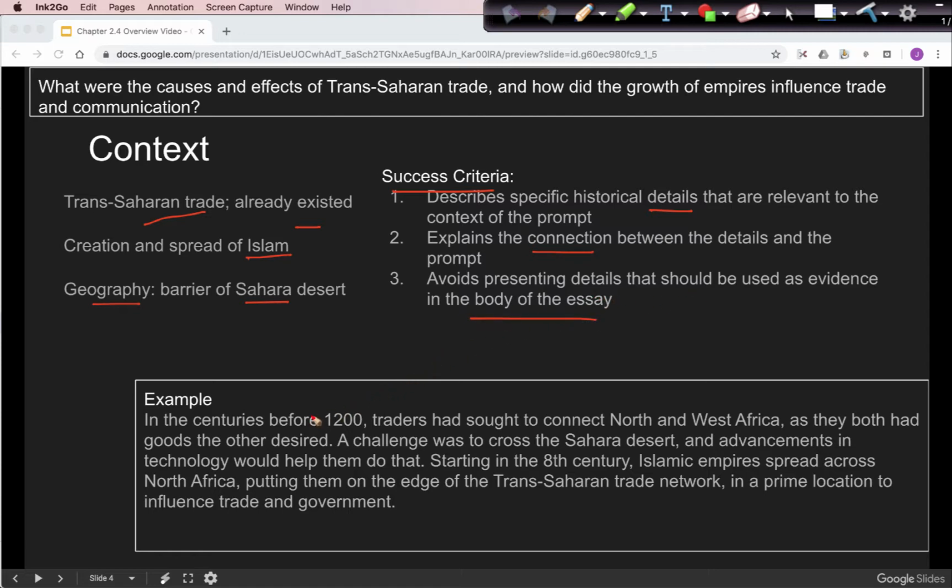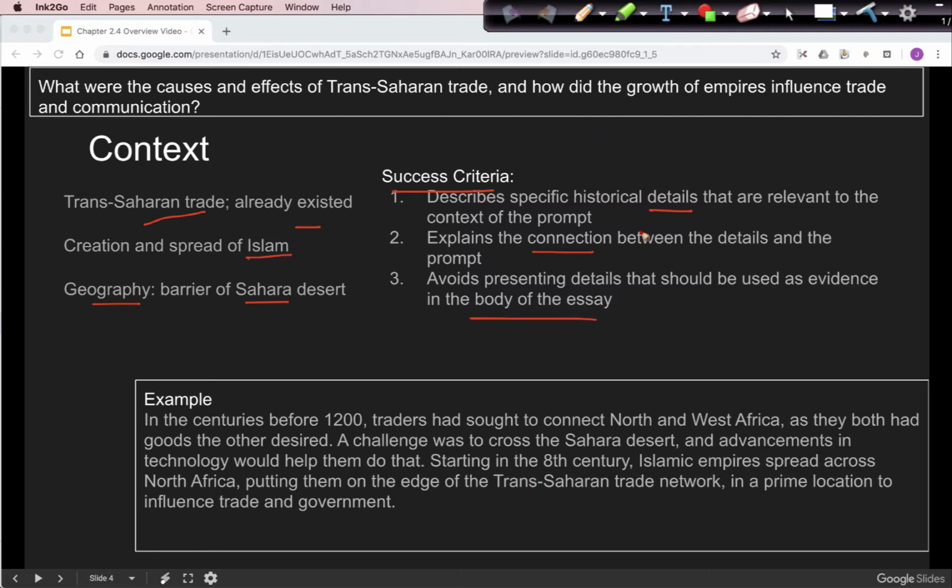So here's what I came up with. In the centuries before 1200, traders had sought to connect North and West Africa as they both had goods the other desired. A challenge was to cross the Sahara Desert, and advancements in technology would help them do that. Starting in the 8th century, Islamic empires spread across North Africa, putting them on the edge of the trans-Saharan trade network in a prime location to influence trade and government.